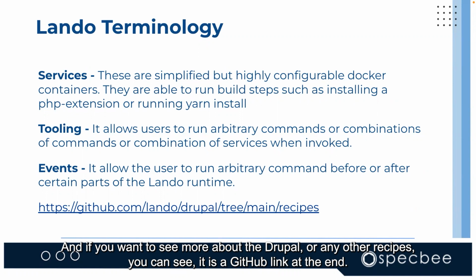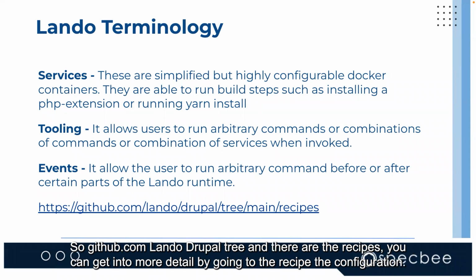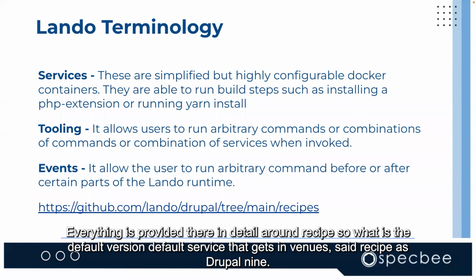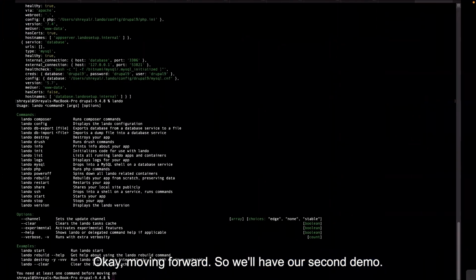If you want to see more about Drupal or any other recipes, there's a GitHub link at the end: github.com/lando/drupal, and there are the recipes. You can get into more detail by going into the recipe and the configuration. Everything is provided there in detail, like the default version and default services that get in when you say recipe as Drupal-9. Moving forward, we'll have our second demo, which will be around what we have discussed so far.